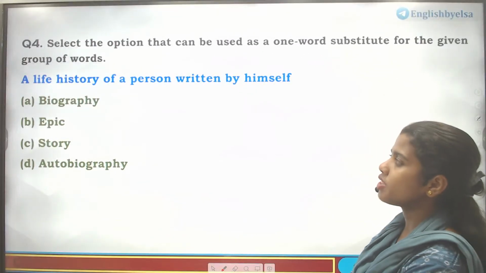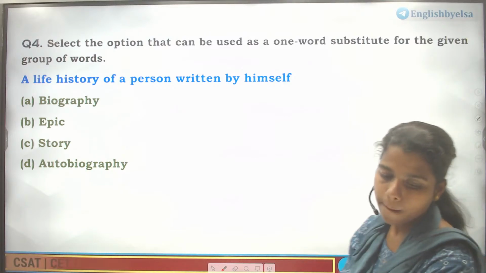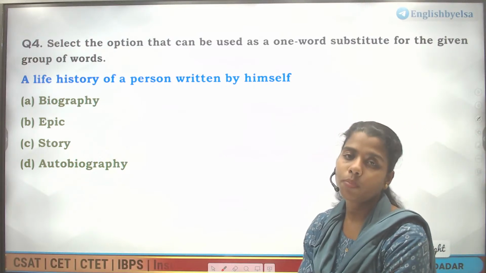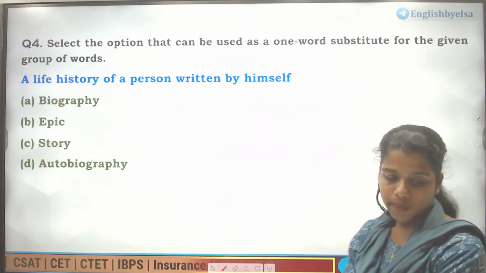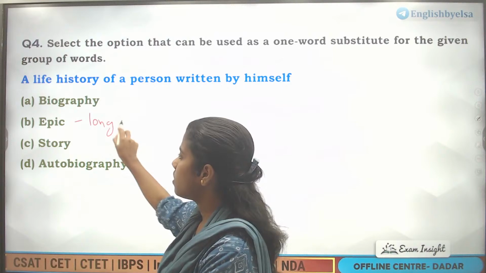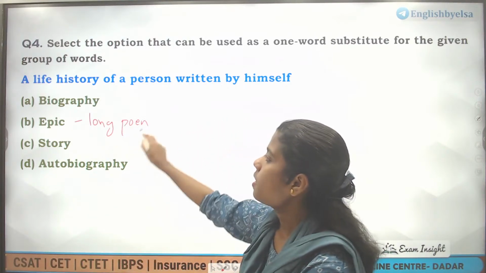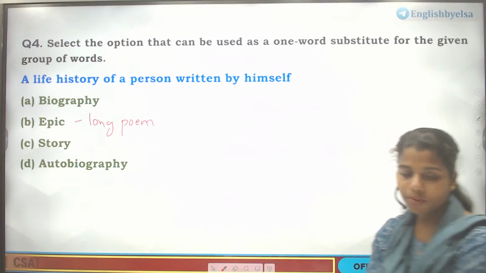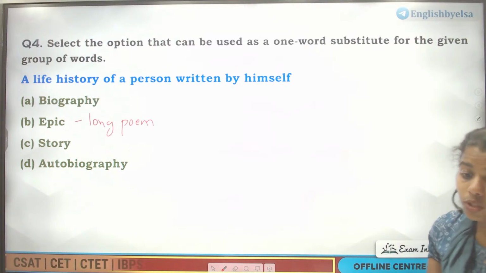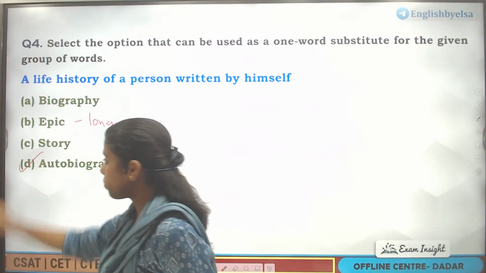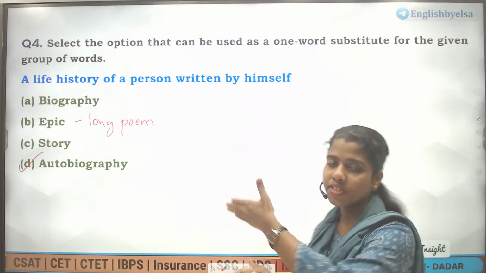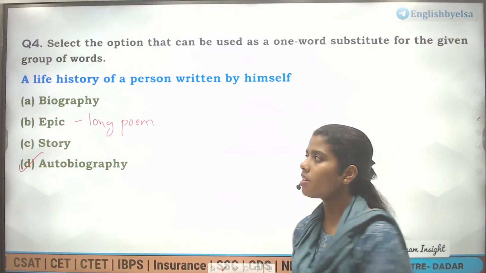Next one, a life history of a person written by himself. Is it biography or autobiography? That is only confusion. Epic means a long poem. That is not my answer. Story also, you know what it is. A life history of a person written by himself. What it should be, biography or autobiography? Correct answer is autobiography. Written by himself, it will be called autobiography. Or a life history of a person written by some other person will be called biography.